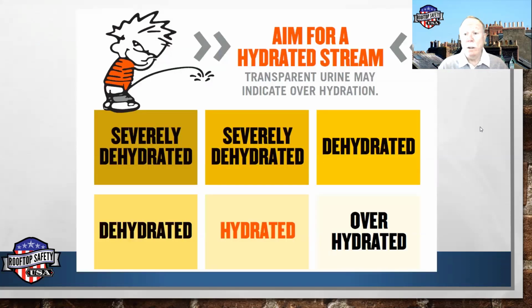Here's kind of like a color chart for your pee. And you can see the darker, yellow tints indicate that you're dehydrated. So watch for that. And just remember, again, if you're not having to take pee breaks, you're not hydrating. And that's something maybe even supervisors should be monitoring. If a guy's up on the roof all day and not taking breaks, that's kind of a danger signal. Watch out for that.